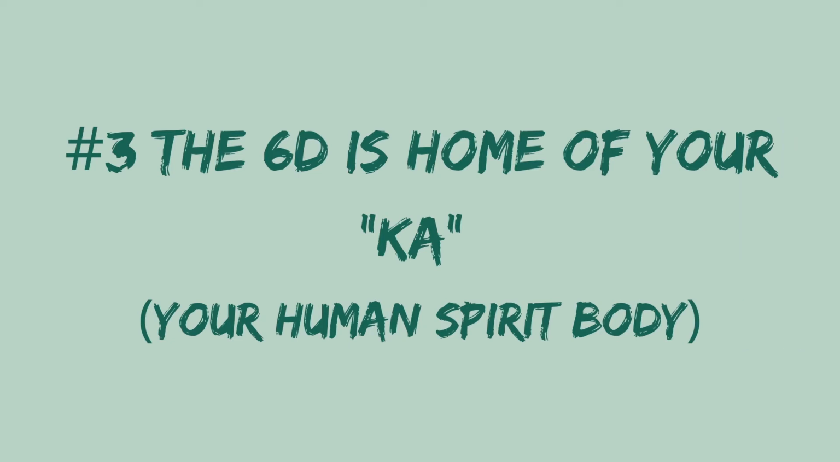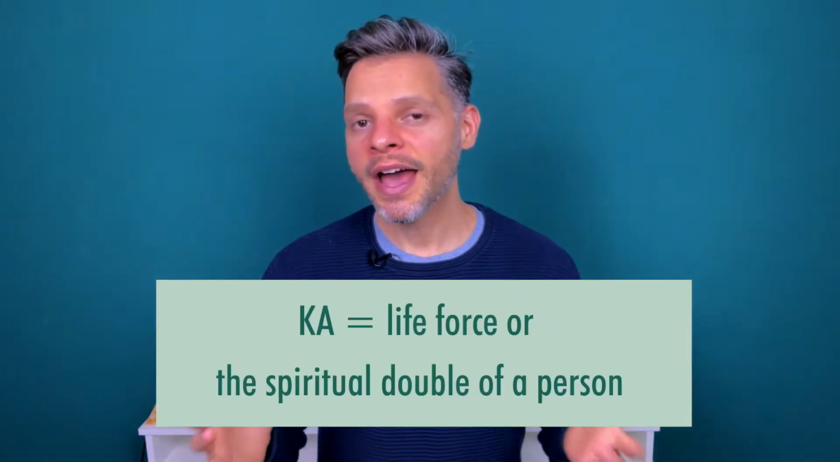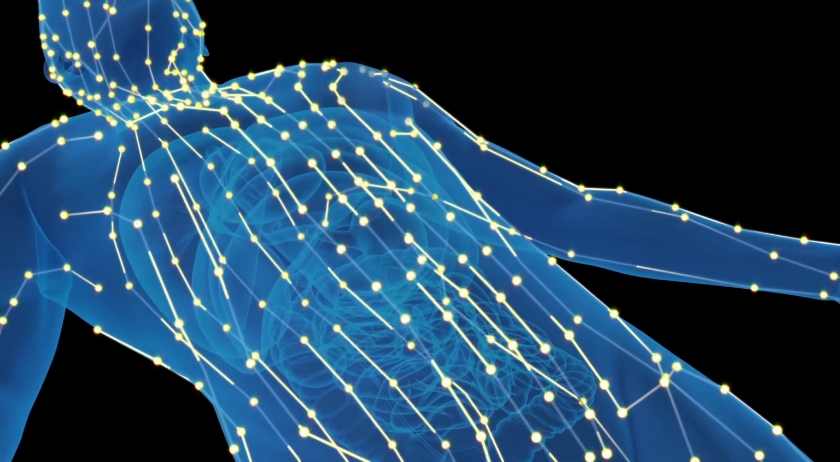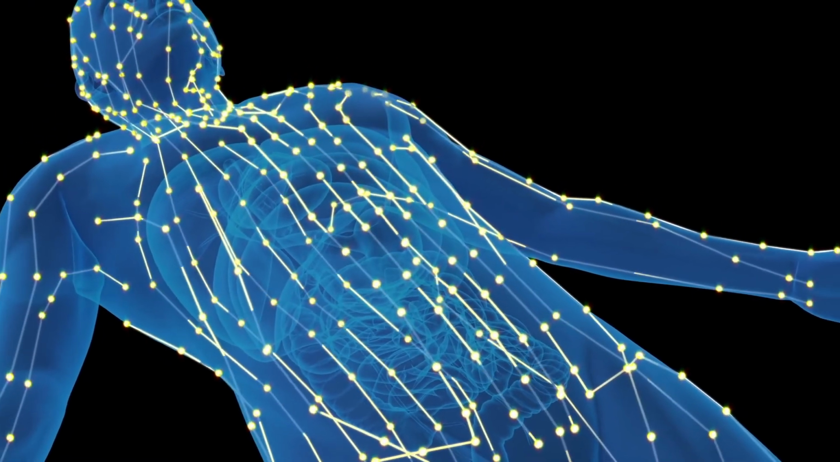Number 3, the 6D is home of your Ka, your human spirit body. For Egyptians, Ka is the life force or the spiritual double of the person. The relationship between our solid world and the 6D world of eternal forms that replicate things in 3D can be understood when we consider the frequency waves that create our bodies.